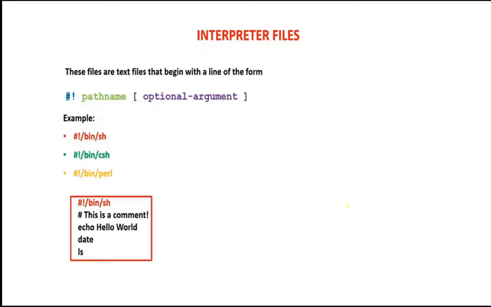Next is interpreter files. These files are actually text files which begin with a line of this form. Here, we have already seen this form of line while writing shell scripts. The space between this exclamation mark and the pathname is optional here. It's not necessary that you always have to leave a space here. It is just optional.